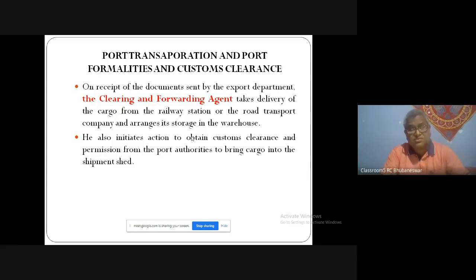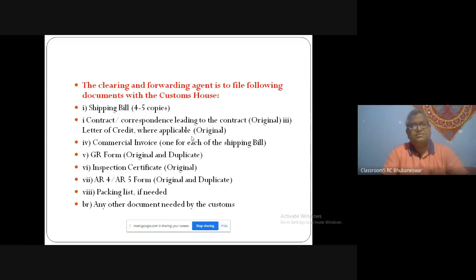Bill of lading is required. These are for customs clearance and permission from the port authority to bring out the cargo or shipment. But what type of documents are really similar? These are also repeated: shipping bill, 4 to 5 copies; contract; any corresponding letter of credit, original; commercial invoice; one shipping bill; GR form, inspection, AR4, AR5 form, original and duplicate; packing list; and any other document.